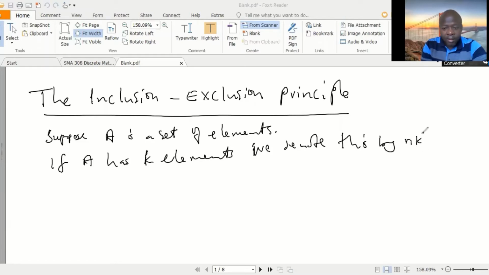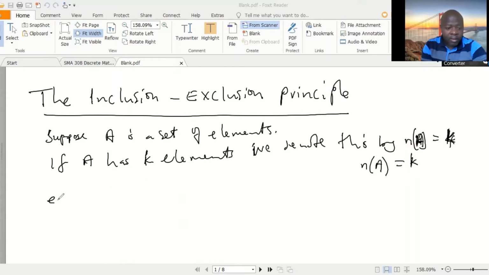Wait, not just a minute. What did I say? I said that if A has k elements, then I'll write that the number of elements in A is k. So that's how I want to be writing the number of elements in a set.